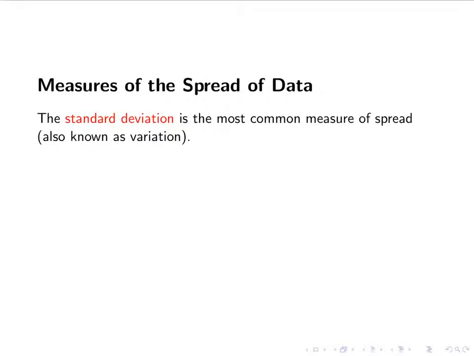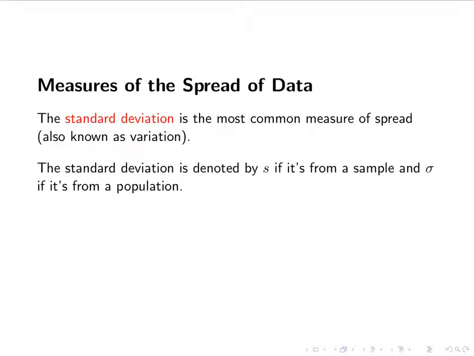Hello everyone. Today we're going to look at the measures of the spread of data. So the standard deviation is the most common measure of spread, which is also called measure of variation. It tells us how varied or how spread out our data are.